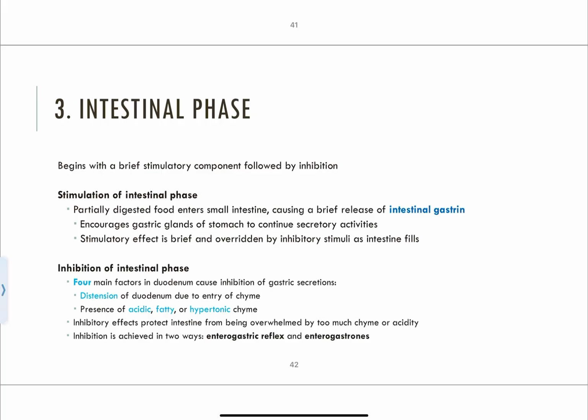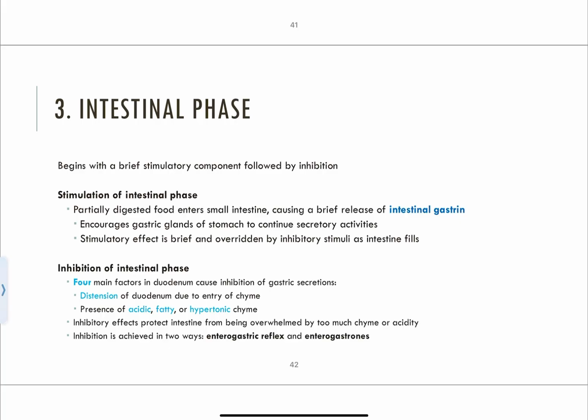So the first one is distension of the duodenum. We basically stretch it as the chyme is coming in from the stomach. Also, things like the presence of acidic, fatty, or hypertonic chyme all trigger both neuronal and hormonal signals to tell the stomach we have enough food and enough chyme coming in already. So this is, again, the mechanisms by which we stop this.